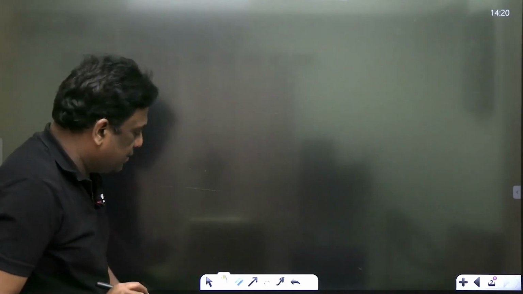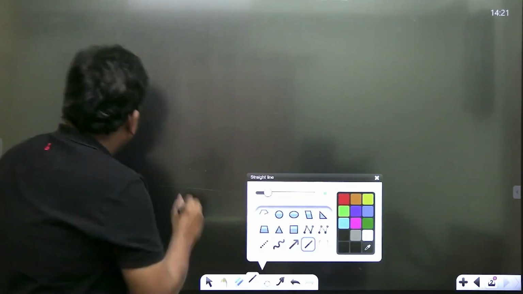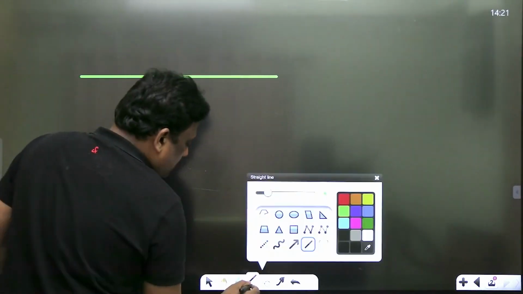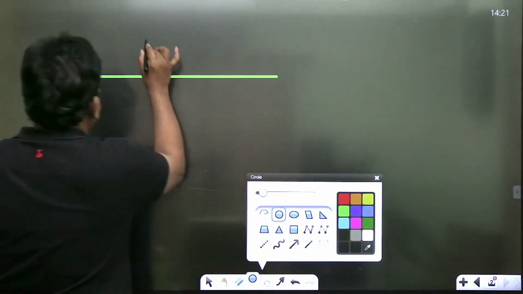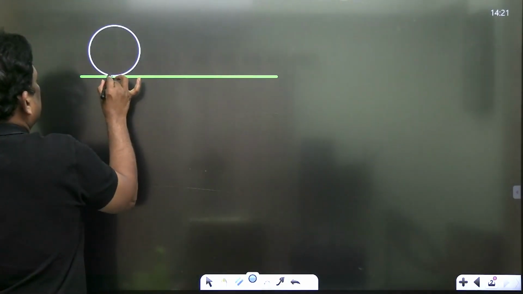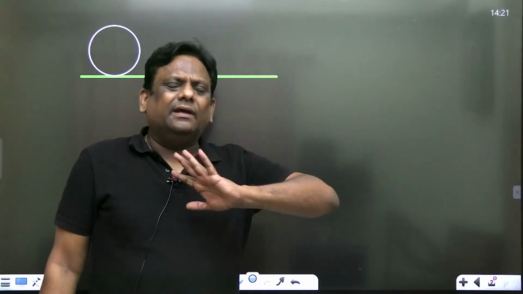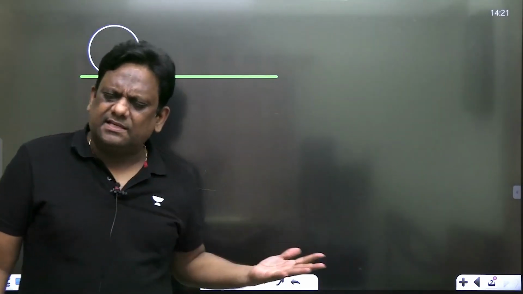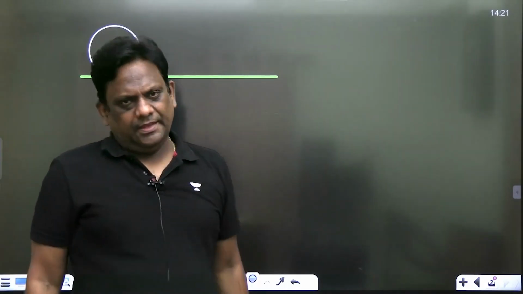Before that, let's see what exactly is pure rolling. Let this be the ground. Now on this ground, let us take a shape something like this. It may be a disc, it may be a thin ring, maybe a sphere, hollow sphere, solid sphere, whatever it may be.